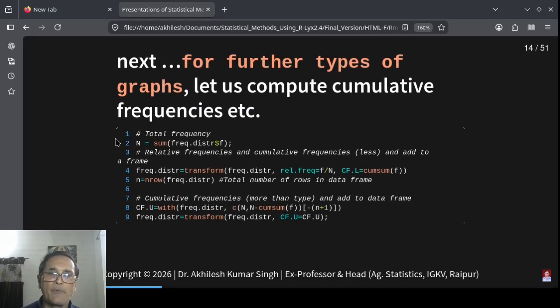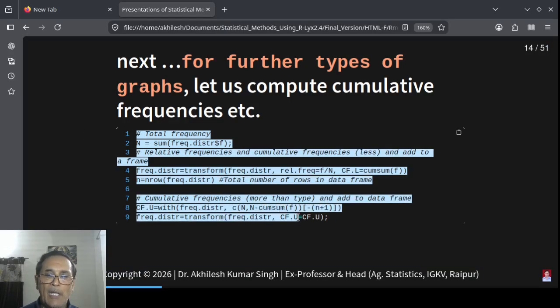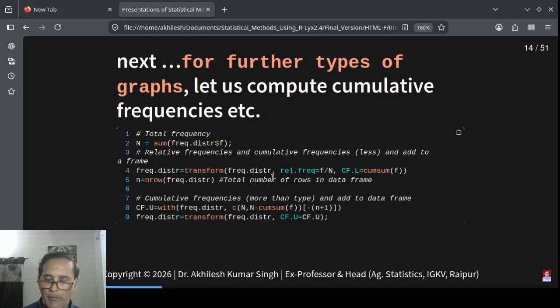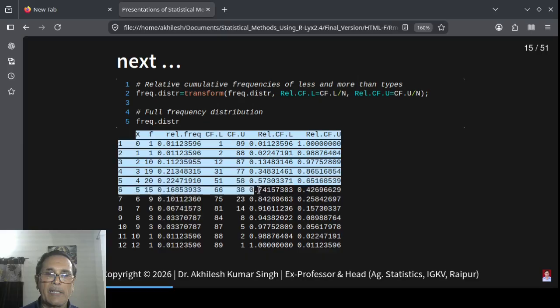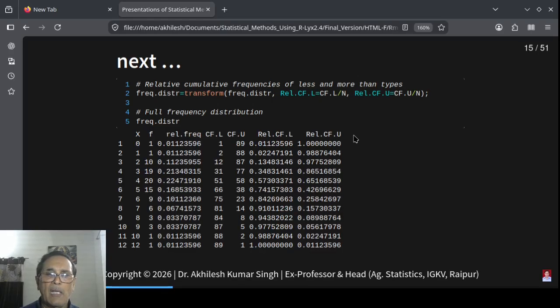Next, for further types of graphs, let us compute cumulative frequencies. So these are the frequencies, computations we have already done, so I will not repeat them here; just for your presentation I have brought it here. And then we have prepared this X, f and relative frequency. Although I am not presenting relative frequency here, because we can do a similar graph of relative frequency just like we are doing for frequency, so I am not discussing it here. I am discussing cumulative frequency of less than type and greater than type, for which we have separate graphs.